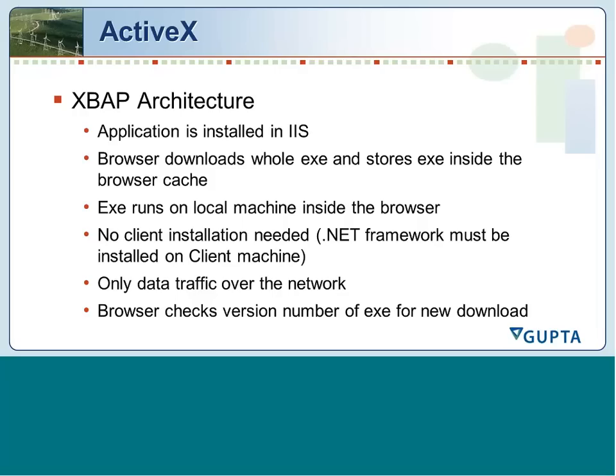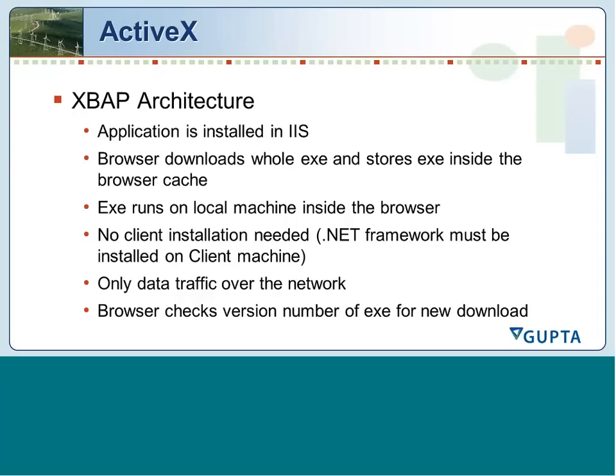So the executable runs on the local machine inside the browser. There's nothing installed on the client side, except the .NET Framework. So the .NET Framework must be installed on the client machine. At this point, it's not possible to use, for example, Linux, because on Linux there's no .NET Framework, and our application, the .NET executable, needs the browser and really the .NET Framework installed on the client side.